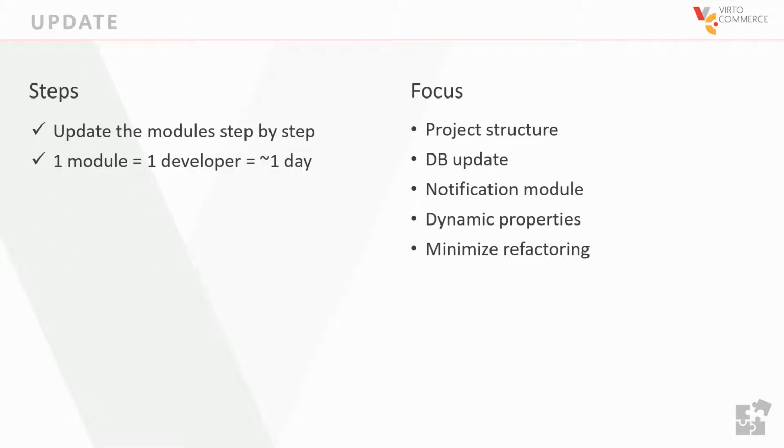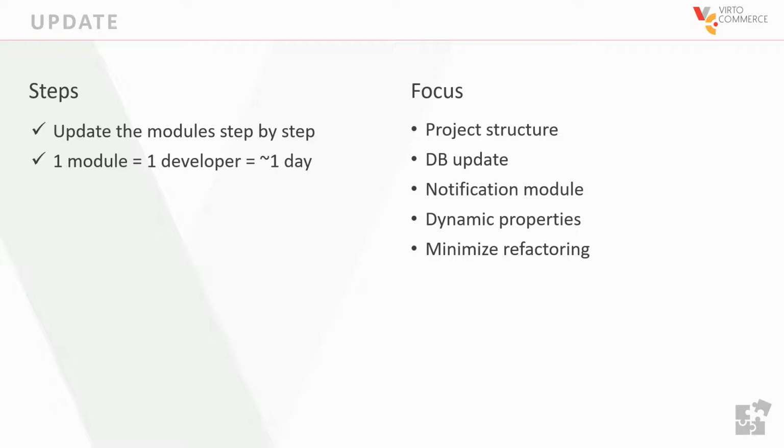The update process looks very simple. First, install and run the Virto Commerce version 3 platform and Virto Commerce modules. The default data should be updated automatically. Second, update and run the custom modules.